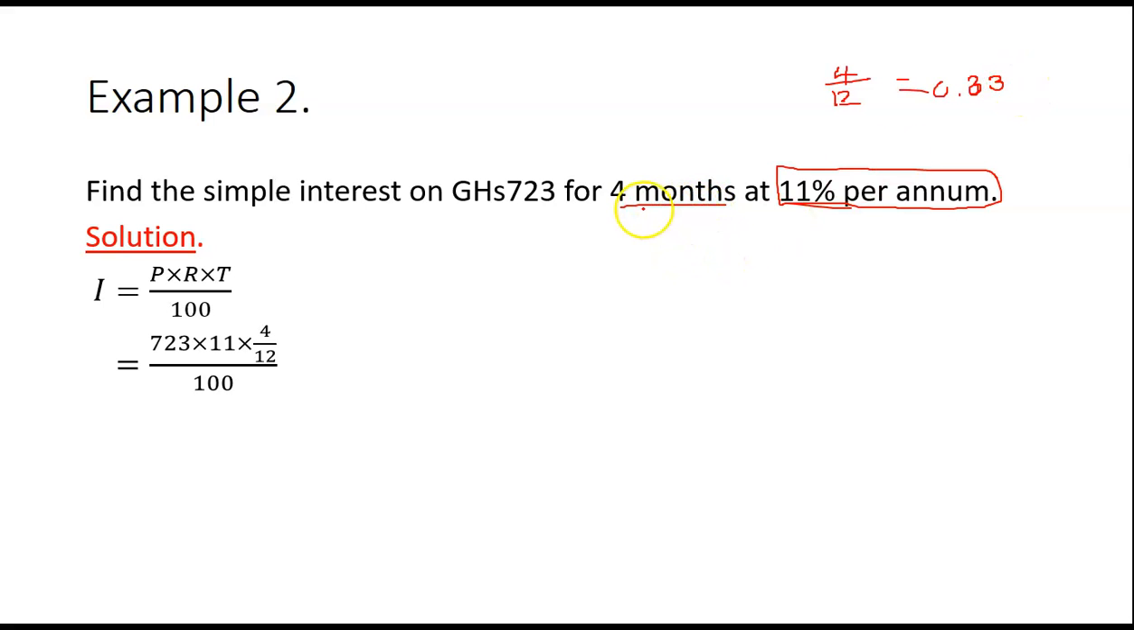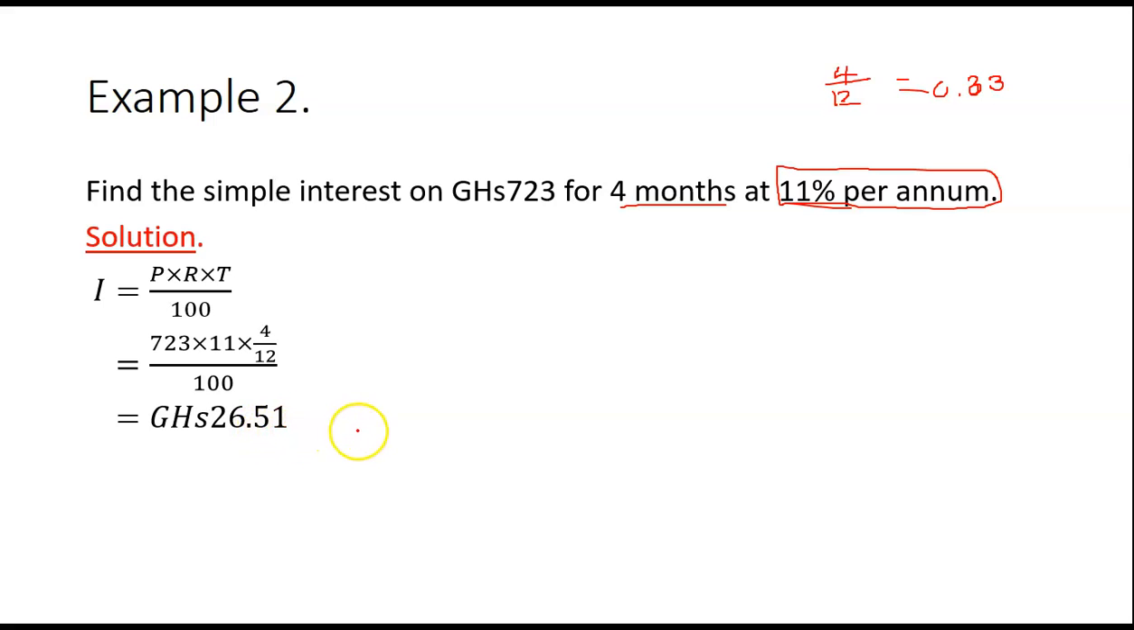So what matters is you should check the question carefully before you answer. If the question had said 6 months, you would have done 6 over 12 as your time. Okay, the interest is per annum, per year. Do you get it? So you have to be very careful about that. So this gives you what? 26 cedis, 51 pesewas. That's 26.51 Ghana cedis.